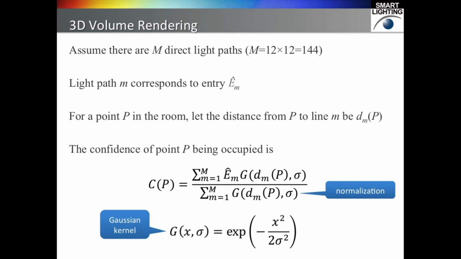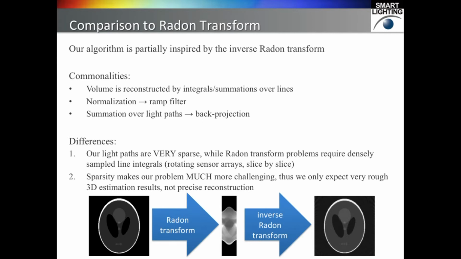There is also a normalization term as the denominator. Our reconstruction algorithm is partially inspired by the inverse Radon transform. The volume is reconstructed by 9 integrals. The normalization term in our algorithm corresponds to the ramp filter in Radon transform, and the summation over light paths in our algorithm corresponds to the back projection in Radon transform.